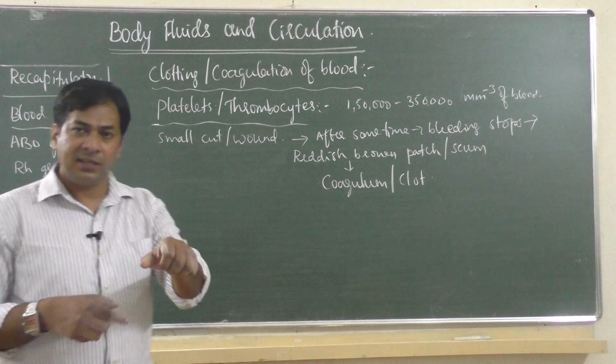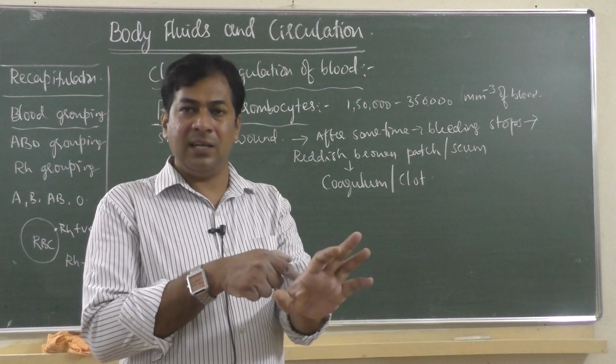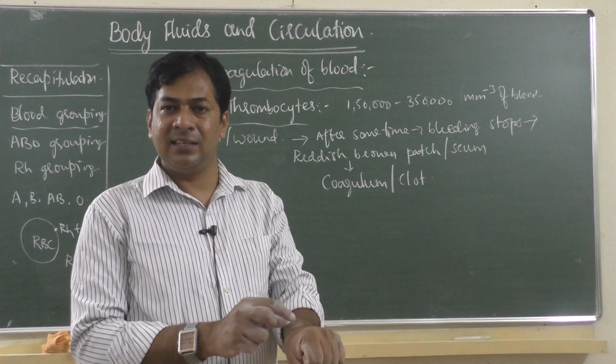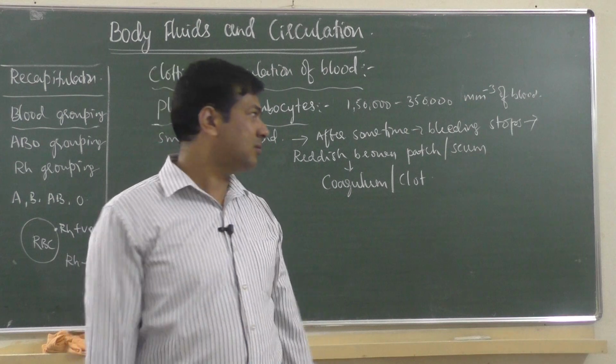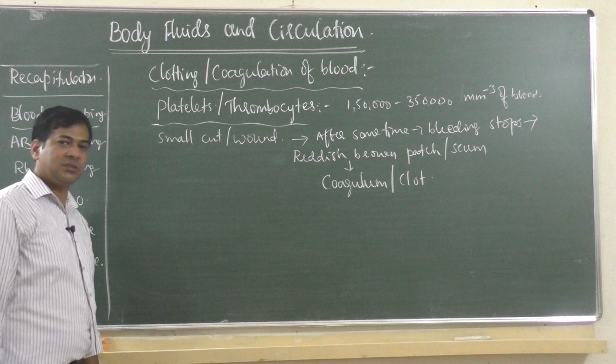Wherever a cut is there, it produces a reddish brown patch. Wherever the cut is made, a reddish brown patch forms, then it hardens, and it is called a clot, or coagulum. What exactly happens?